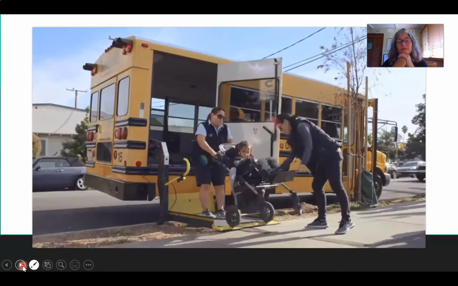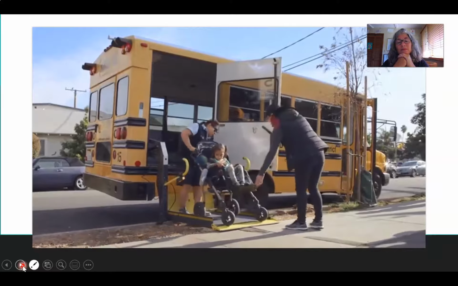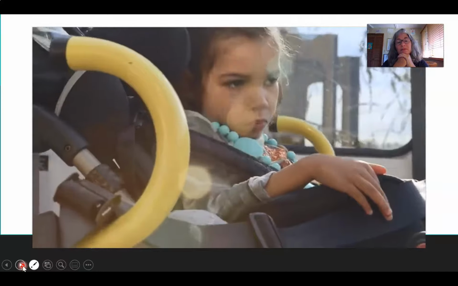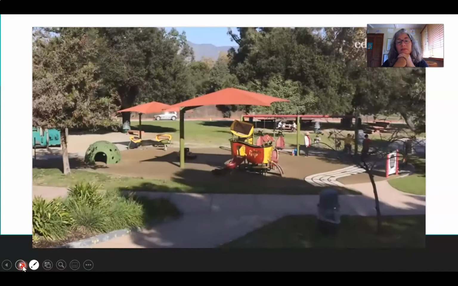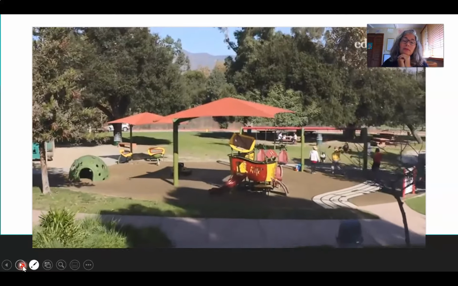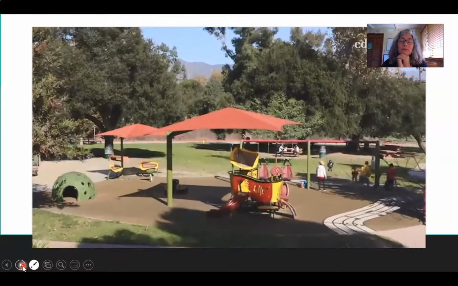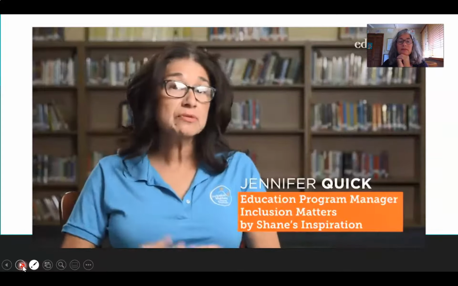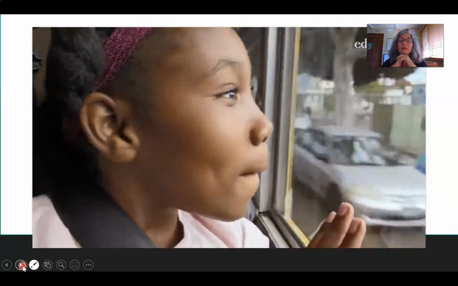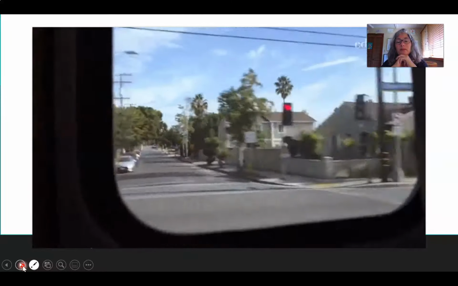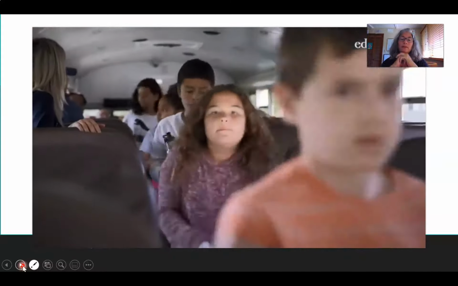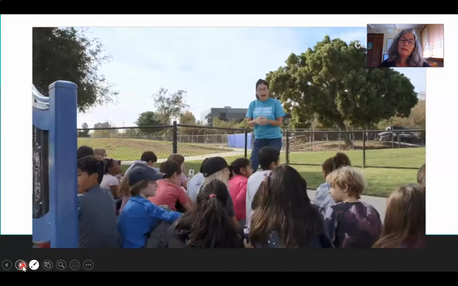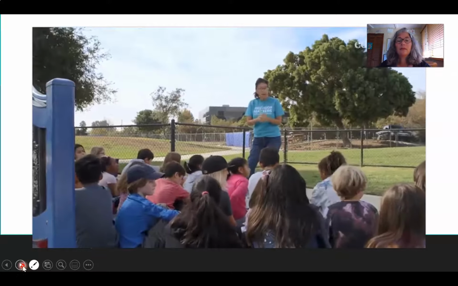Play and playgrounds are so important for children because play is the way that we learn to connect with the world. At Inclusion Matters by Shane's Inspiration, we create inclusive playgrounds and provide workshops for teachers that help them to understand the importance of social inclusion. Fostering social inclusion for my students is so important because that gives them the opportunity to make our classroom a safe space and hopefully create a better and more inclusive world.